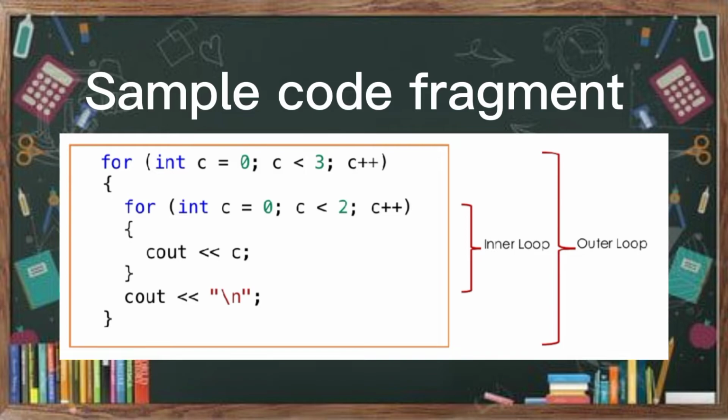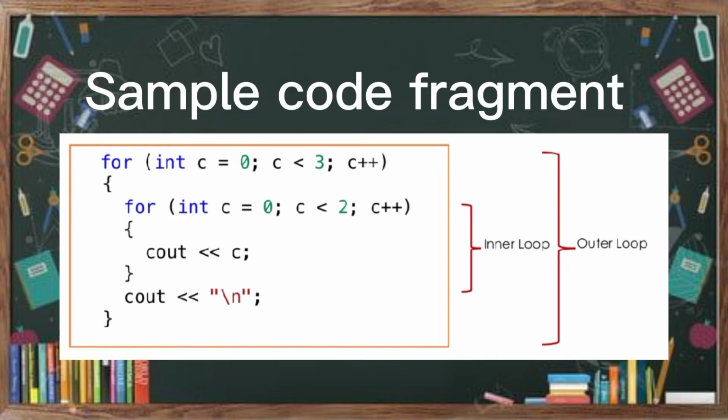It then increments the value of c, where c becomes 1. Since 1 is still less than 2, it goes to the statement within the inner loop, which prints 1. It then increments again the value of c, where c now becomes 2. The condition in the inner loop is re-evaluated, and since 2 is not less than 2, the inner loop is terminated. It then goes back to the outer loop, where variable c is incremented and now becomes 1.